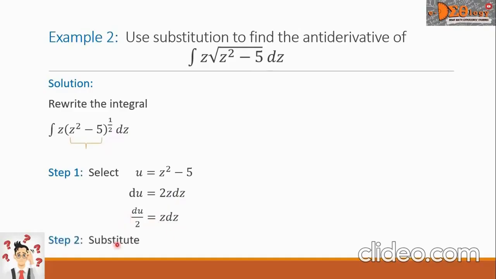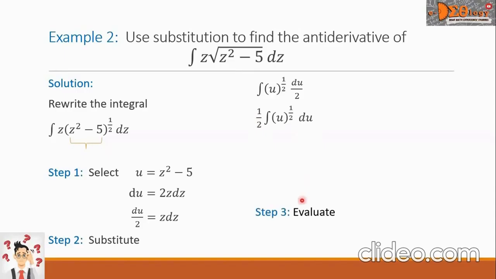Step 2. Let us now substitute the values that we found in step 1. So we have now the integral of this quantity z squared minus 5, that is the u, raised to the exponent 1/2, and this z dz is equal to du over 2. So we copy it here. Now this denominator 2 is a constant that we can put outside the integral sign. So we have now 1/2 times the integral of u raised to 1/2 du.